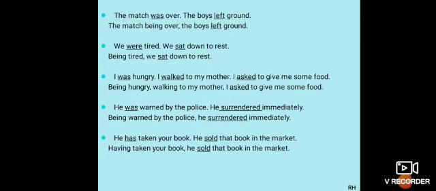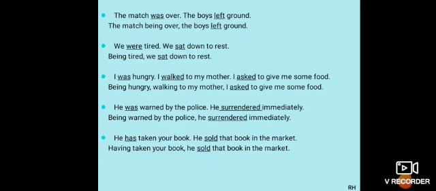So was is there. Because it is was, I'll change to being. Because it is walked, I'll change to walking. I and I, I'll remove. So it is being hungry, change the full stop to a comma. Walking to my mother, again full stop to comma. I asked to give me some food. Now the capital I is there, but in the answer it will remain capital I only.